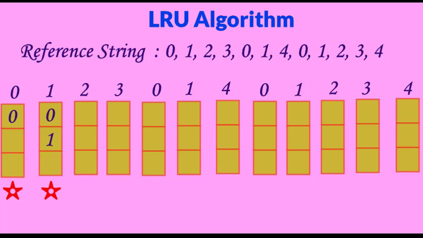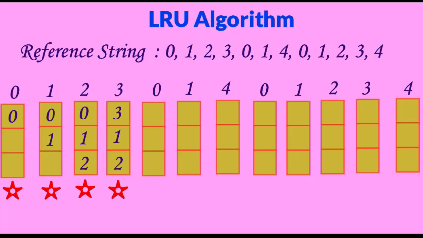Now we require 2. 0 and 1 are there, 2 is not there, so 2 is brought in and we get a page fault. Next we require 3, which is not there. In this reference string, 2 and 1 had been recently used, and 0 was not used for a long time if we compare 0, 1 and 2. So 2 was recently used, then 1, and then 0. So 0 is replaced. 0 is the victim, replaced by 3. So there is another page fault.